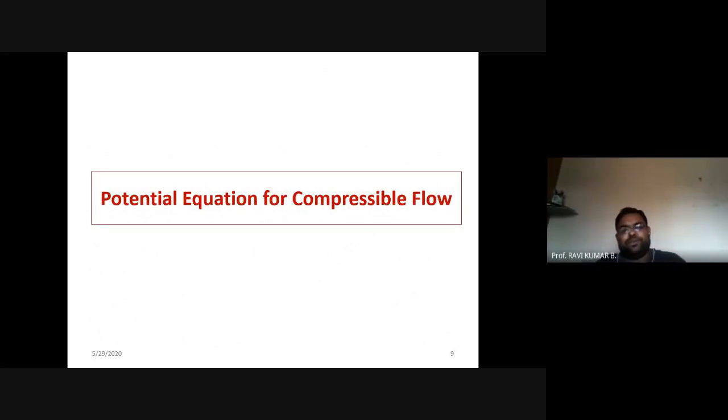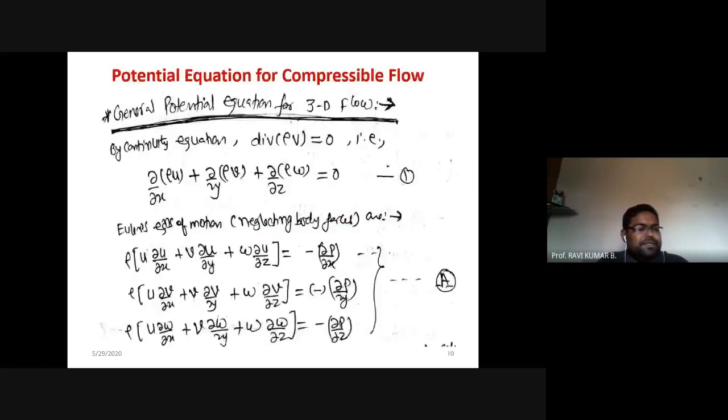Now if we look at the potential equation for a compressible flow, we will derive the general potential equation. So first we will consider only three fundamental equations: continuity, momentum, and energy. From the continuity equation, we know that for three-dimensional flow, I can say the divergence of density into velocity vector is equal to 0. Or we can say ∂/∂x(ρu) plus ∂/∂y(ρv) plus ∂/∂z(ρw) is equal to 0. This is my equation number 1. So this is the continuity equation I applied.